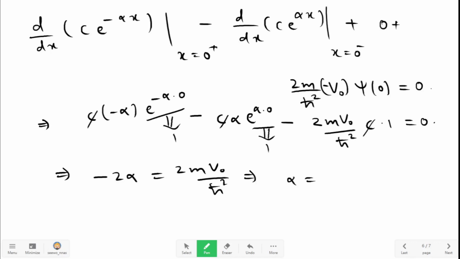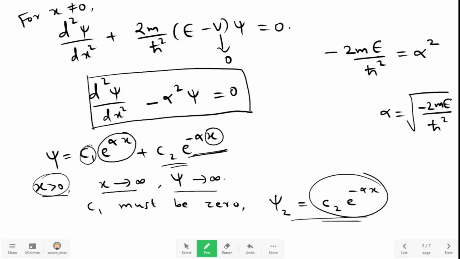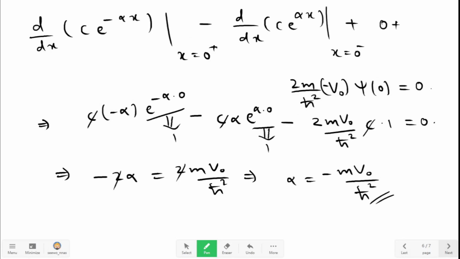alpha is equal to minus m v naught upon h bar square. Now there is a value of alpha here which is minus 2me divided by h bar square under root, and there is a value of alpha here, minus m v naught upon h bar squared. If you equate these two, you can get the energy. Energy will be equal to minus m v naught squared upon h bar squared.